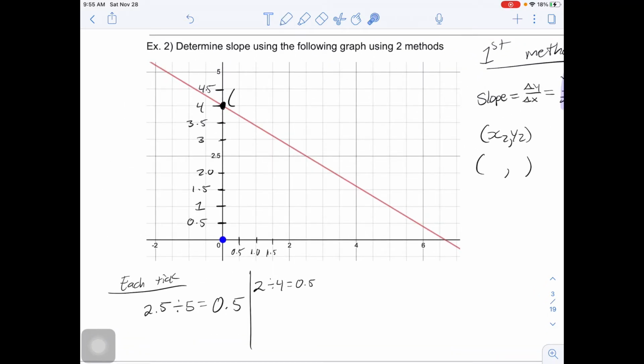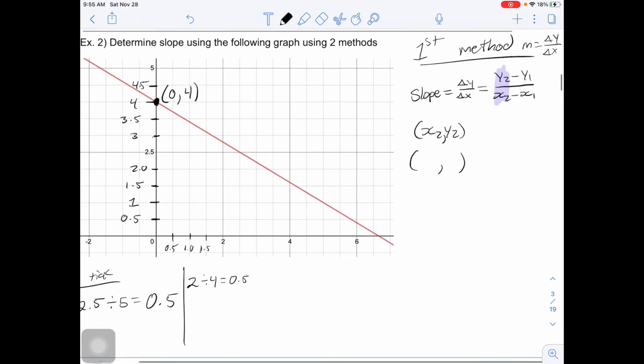This point, when x is 0, y is 4. So that's going to be my x2 and my y2. So this will be 0 and 4. And I'm going to highlight that for everyone.